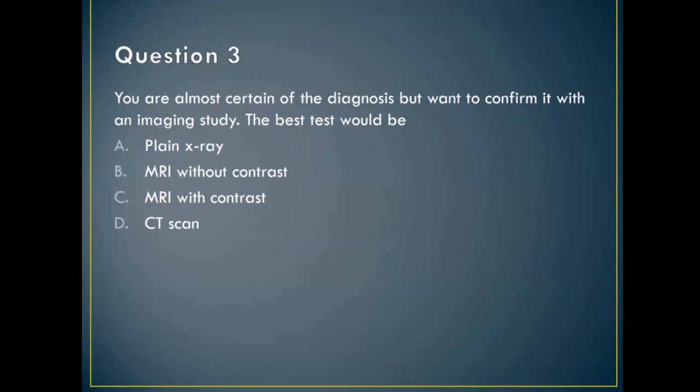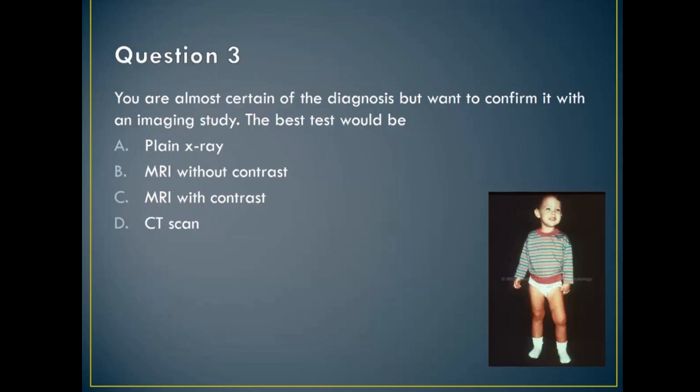So you're almost certain of the diagnosis, but want to confirm it with an imaging study. So the best imaging study would be plain X-ray, MRI without contrast, MRI with contrast, or a CAT scan. The next study, if we're doing board exam questions here, they always trick you with the next or the best. I don't think they're allowed to do that anymore, but they used to do that when I was taking board exams. So the next study would, of course, be an X-ray.